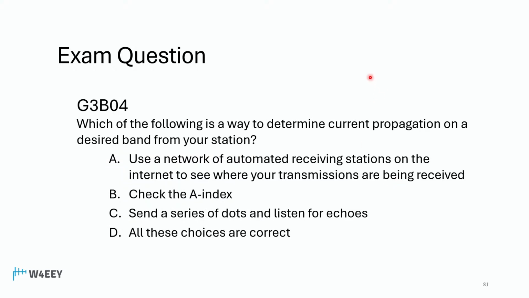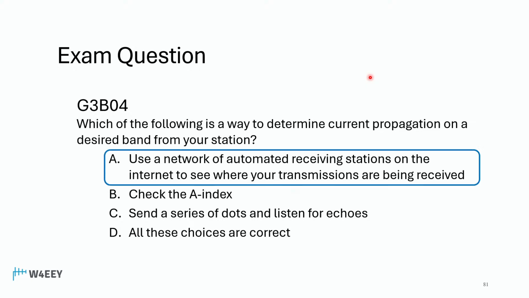Which of the following is a way to determine current propagation on a desired band from your station? I gave you a whole bunch of them, but there's just one in the pool. Use a network of automated receiving stations on the internet to see where your transmissions are being received. Now the A index, that's the long-term stability, which doesn't really tell you about propagation, it just tells you that conditions are disturbed. So that's why it's not Bravo.